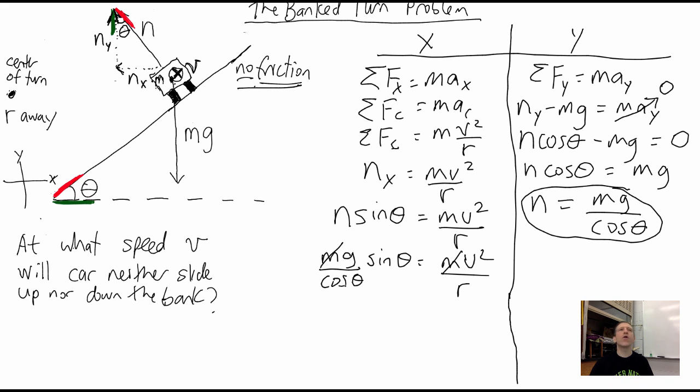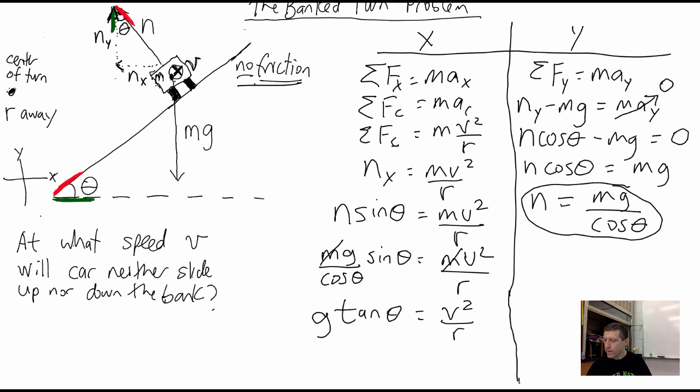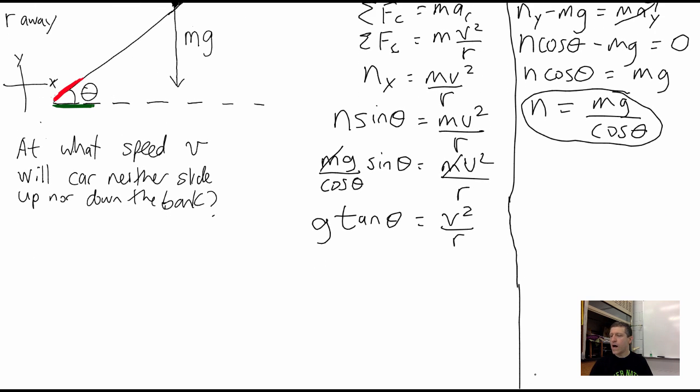Sine theta over cosine theta is better known as what? Tangent of theta. g tan theta equals v squared over r. So all you've got to do now is solve for our unknown v, and you get g r tan theta, and then to get rid of that, you just take the square root. That's the v that we're looking for.